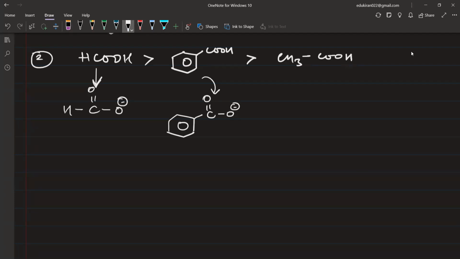It is also going to get the negative charges. That is why formic acid is more acidic than benzoic acid. ठीक है?